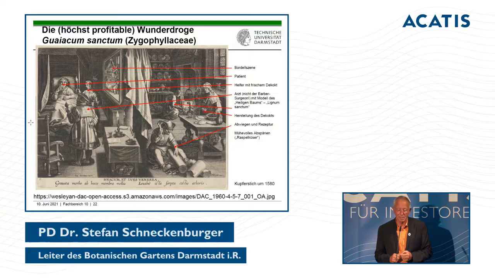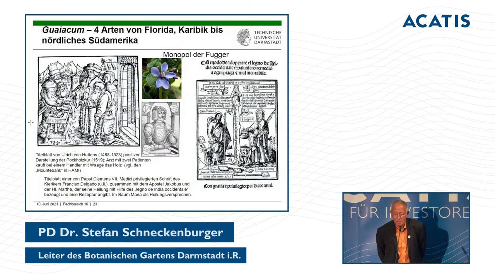And why is that? You can see that on this very impressive image from Nuremberg, because it is a whorehouse. You can see that in the image. And this pockhole wood was enriching the Fugger, because they had the monopoly. They sold this, and you have now a seller of this wood. You have a doctor with a patient who is buying this wood.